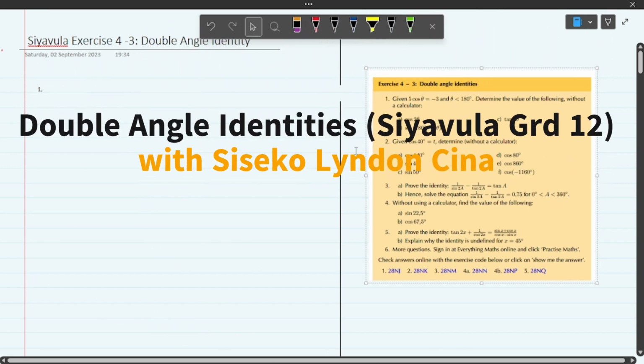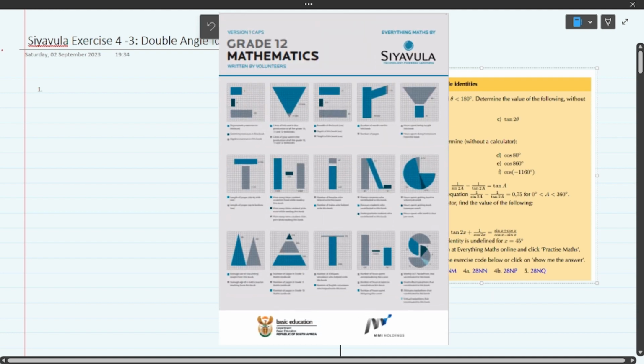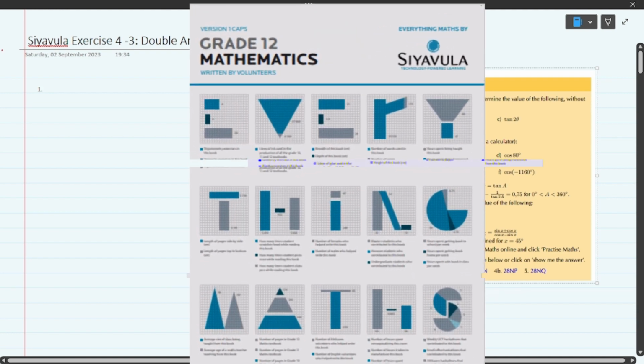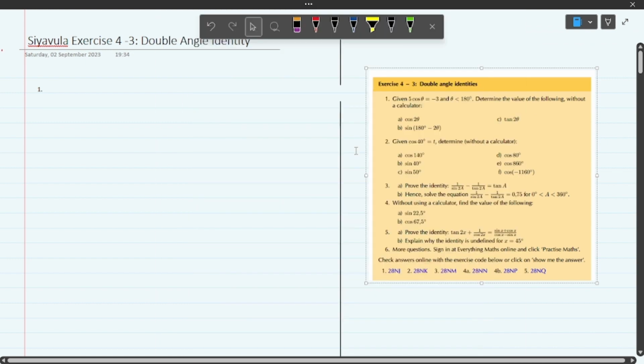Okay, in today's video lecture we're going to be focusing on double angle identities. So we're going to be focusing on the Servola exercise book that is for grade 12s. You can see the textbook on the right side of your screen, which book we're going to be using, and also I'll try by all means to leave the link of the book in the description so that you can download the book for yourself.